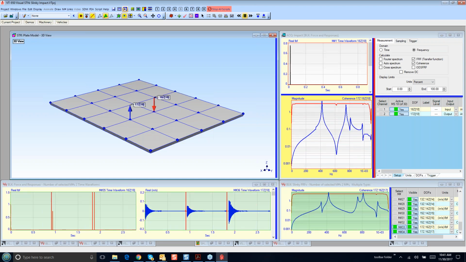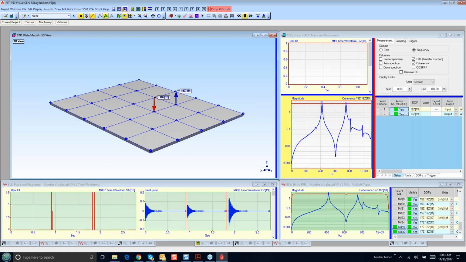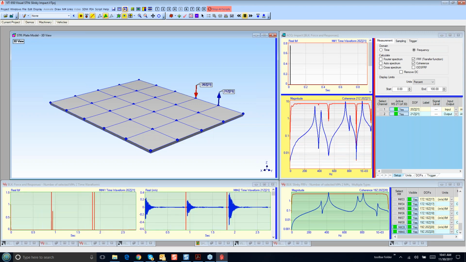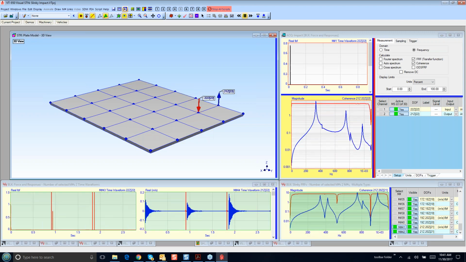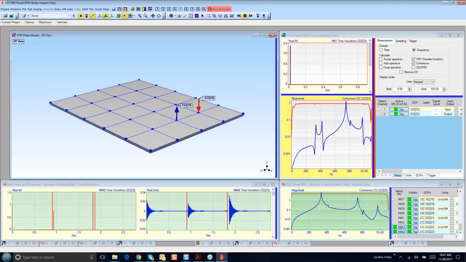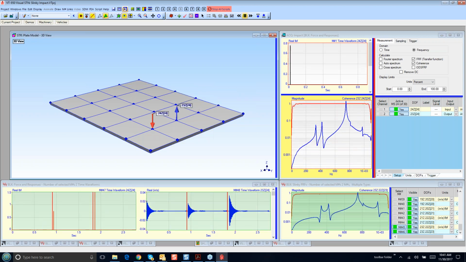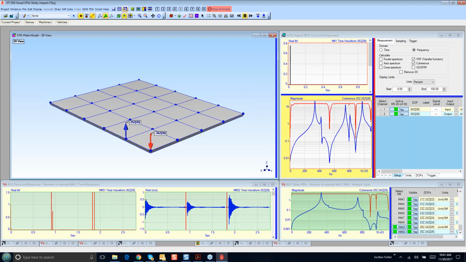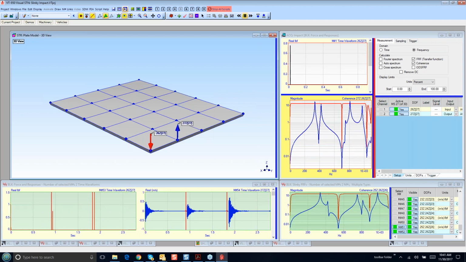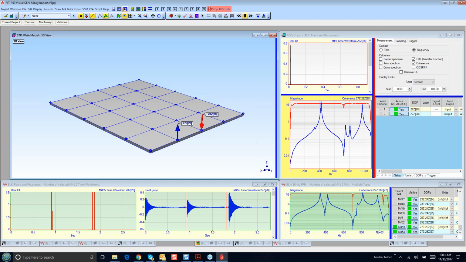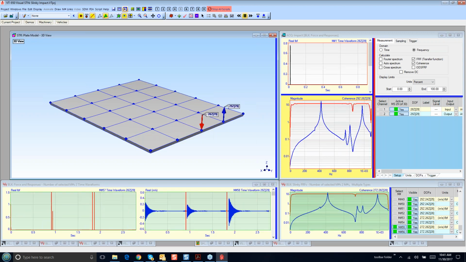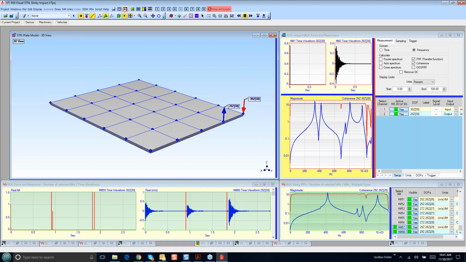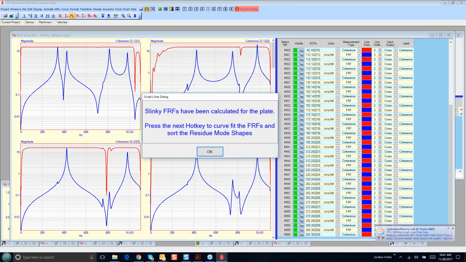So this is all happening as I speak. You can see the scripting is simply simulating the Slinky test. By the red arrow is the hammer location, the blue arrow is the accelerometer location. Now these are FRFs, so we'll be able to curve fit them, and then we're going to sort the residues using some of that math that I showed you earlier. And then we're going to compare the mode shapes with the original mode shapes that were used to set up this whole simulation.